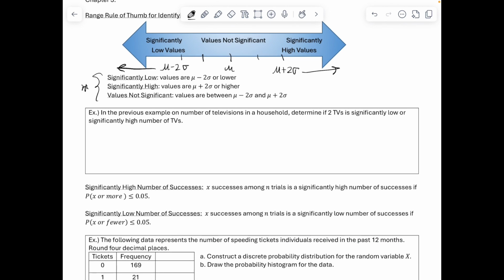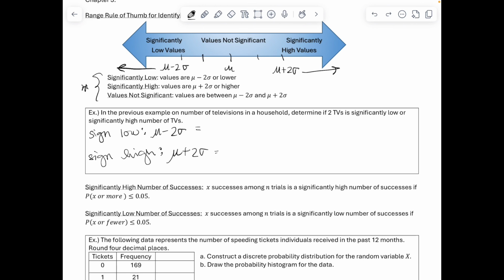The example right below says, in the previous example on number of televisions in a household, determine if 2 TVs is a significantly low or significantly high number of TVs. So again, for significantly low and significantly high, we know we have to do mu minus 2 sigma for significantly low, and mu plus 2 sigma for significantly high.